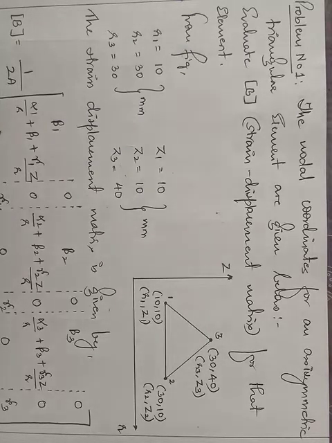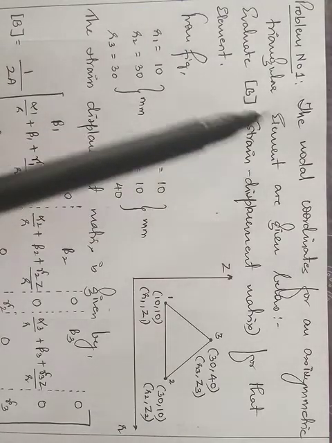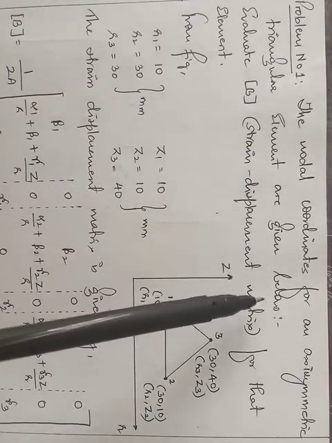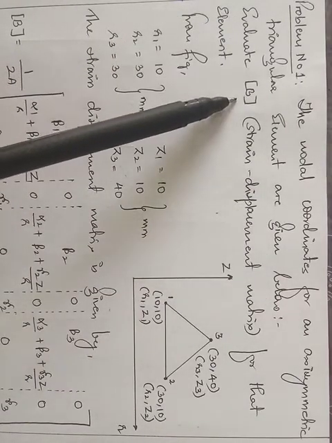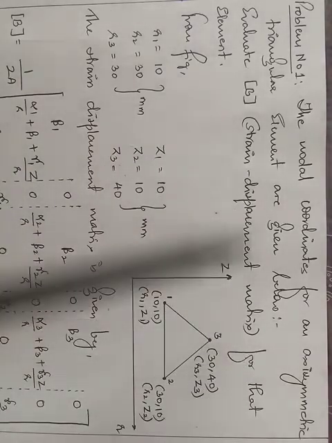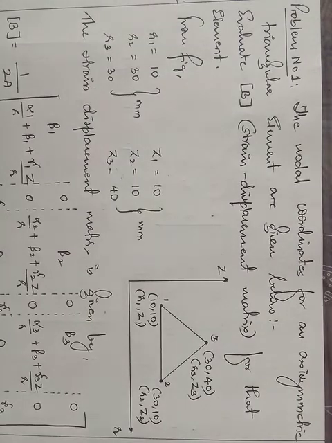So in today's session we'll be going through a problem on how to calculate the strain displacement matrix for an axisymmetric triangular element. Right, so I have noted down the problem statement for you. Just go through that. The nodal coordinates of an axisymmetric triangular element are given below. Evaluate the B matrix. B matrix is nothing but what we call the strain displacement matrix for that element. Right, we need to go through the strain displacement matrix for that element.